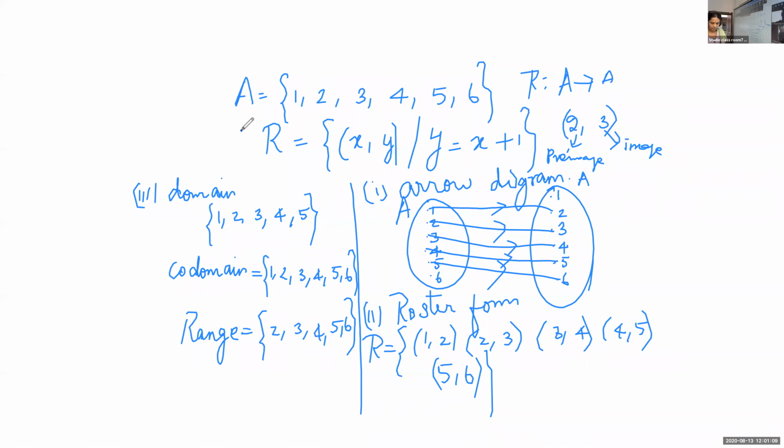Write the next one. Okay. From the following figure, one figure is given. From the following figure, write the relation in set builder form. Okay, write the relation in set builder form.